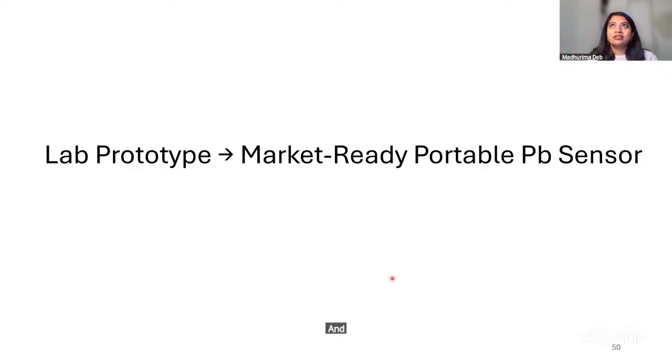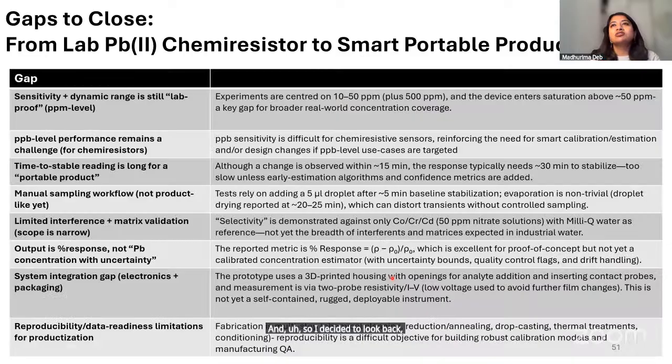So I decided to look back and find out some gaps. What are the gaps in my own sensor in order to make it a smart portable product? I think for researchers and for teachers, it is very important to keep finding out if there is something new we can do in our work, or if we can improve our work. So that's what I tried to do today. So what are the gaps?